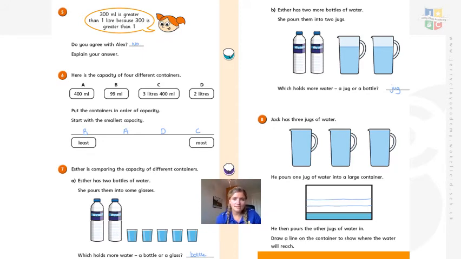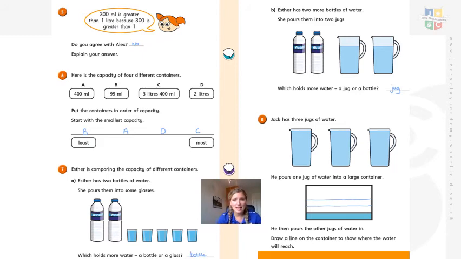Here is the capacity of different containers. Put the containers in order of the capacity. Now you might have had to convert this first so that they were all in millilitres. So you had 400 millilitres, 99 millilitres, 3 litres 400 millilitres, which was 3,400 millilitres, and 2 litres, which was 2,000 millilitres.